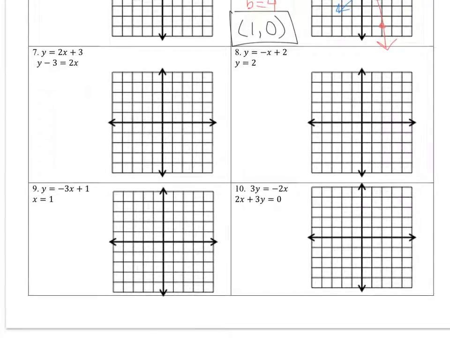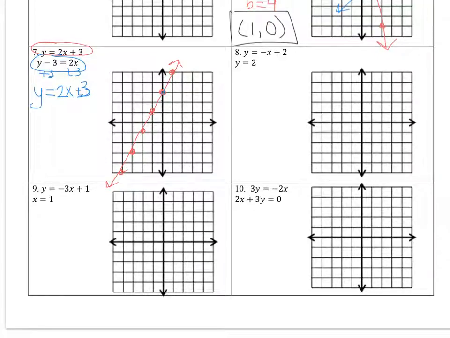So you should have had no problem graphing this top equation. So I'm going to go ahead and graph that real quick. All right, so my top equation's graphed. So now let me look at my bottom equation. Can I immediately graph it? No, I got to get y by itself. So I'm going to add 3 on both sides. So y equals 2x plus 3.